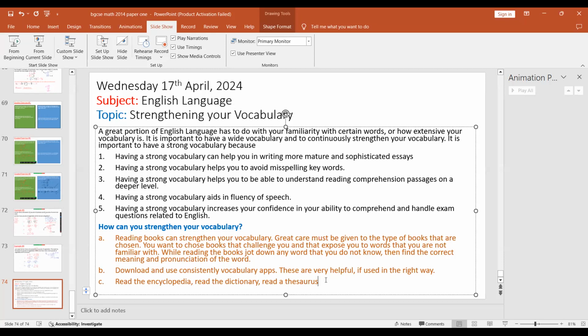So read the encyclopedia, read the dictionary, read the thesaurus. These are very helpful resources to improve your vocabulary.